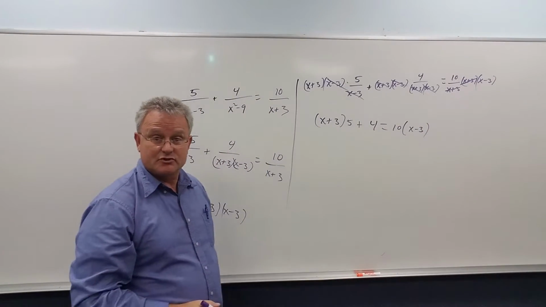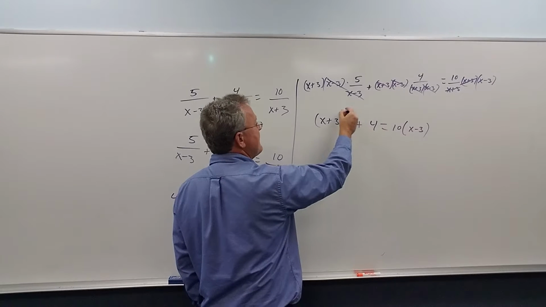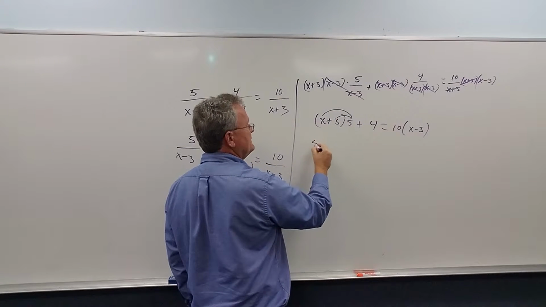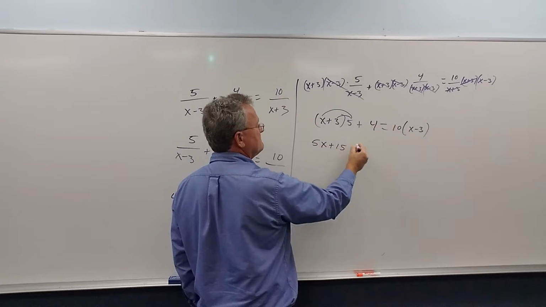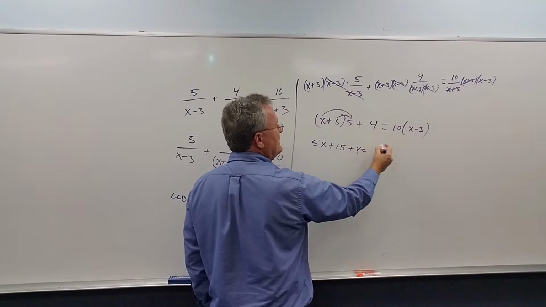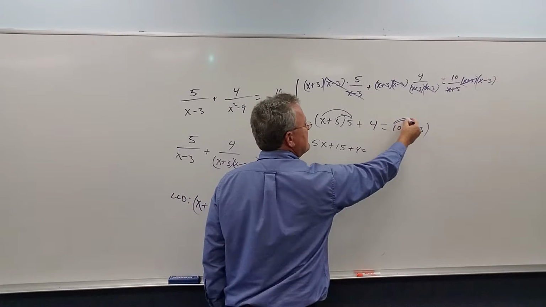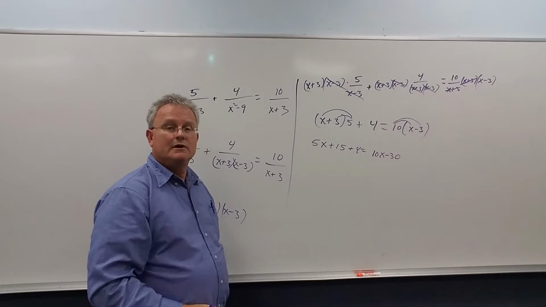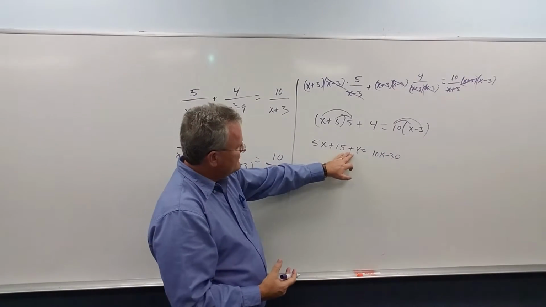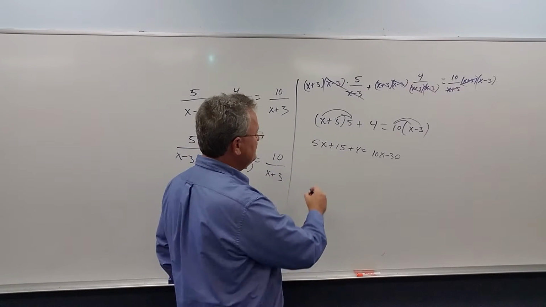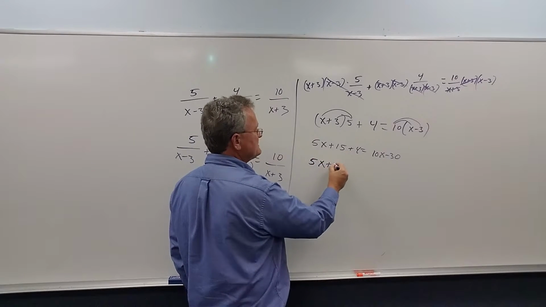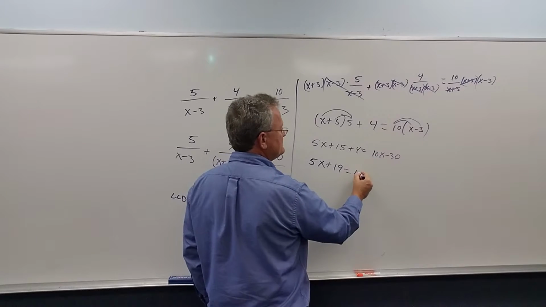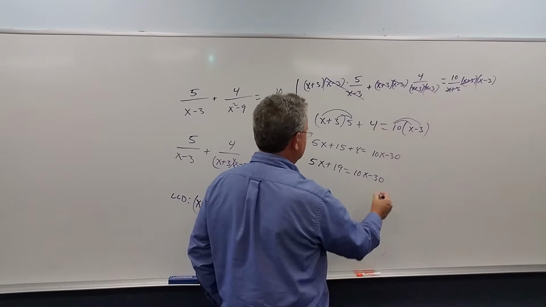So now we get rid of the parentheses. We get 5x plus 15 plus 4 equals 10x minus 30. Simplify both sides. 15 and 4 is 19. So we get 5x plus 19 equals 10x minus 30.